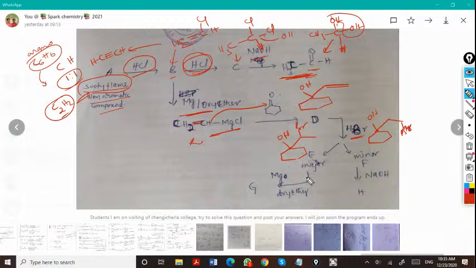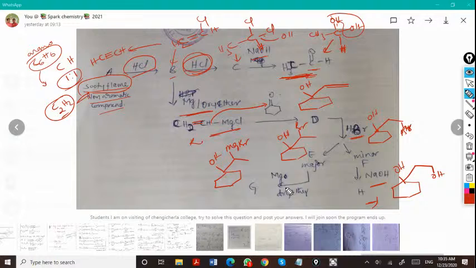This on treatment with magnesium again gives a Grignard reagent, magnesium bromide. This on treatment with NaOH, the Br will be replaced by nucleophilic substitution, which we will also see. So this is the product.